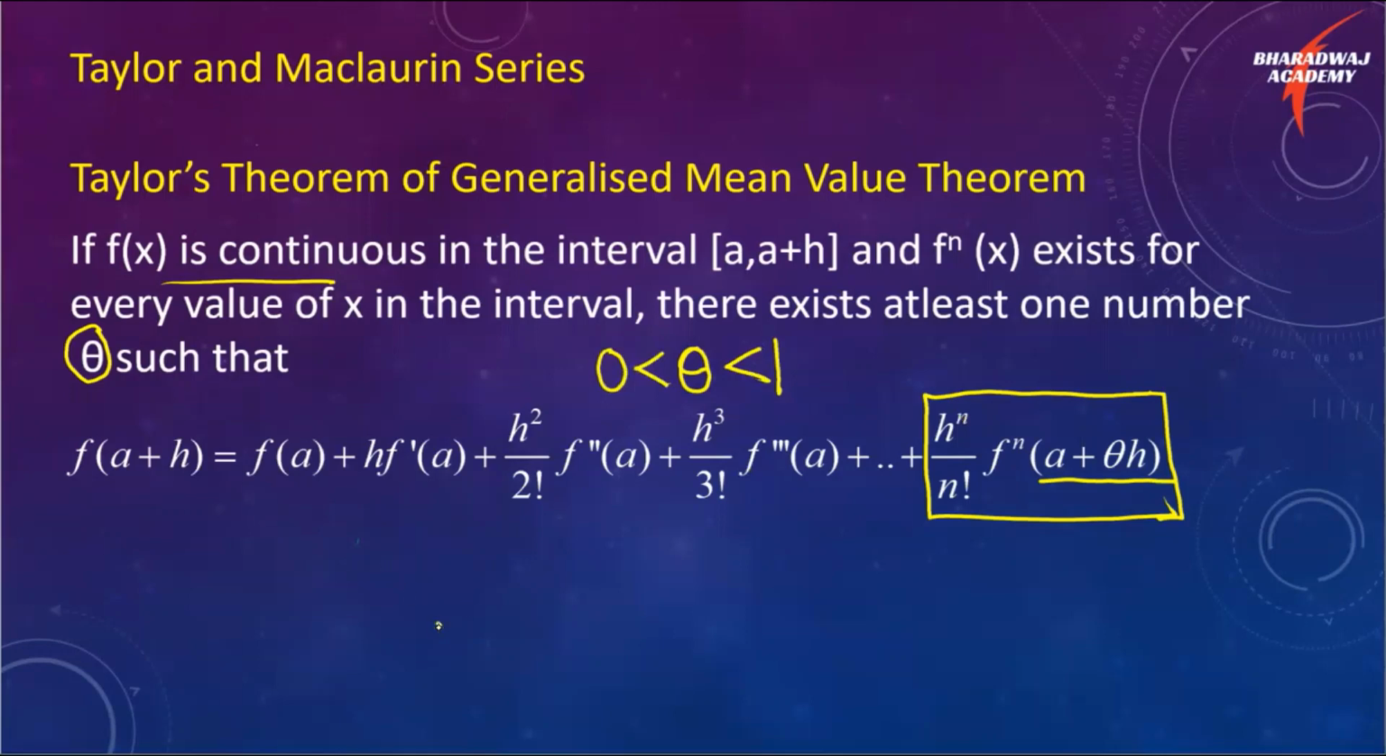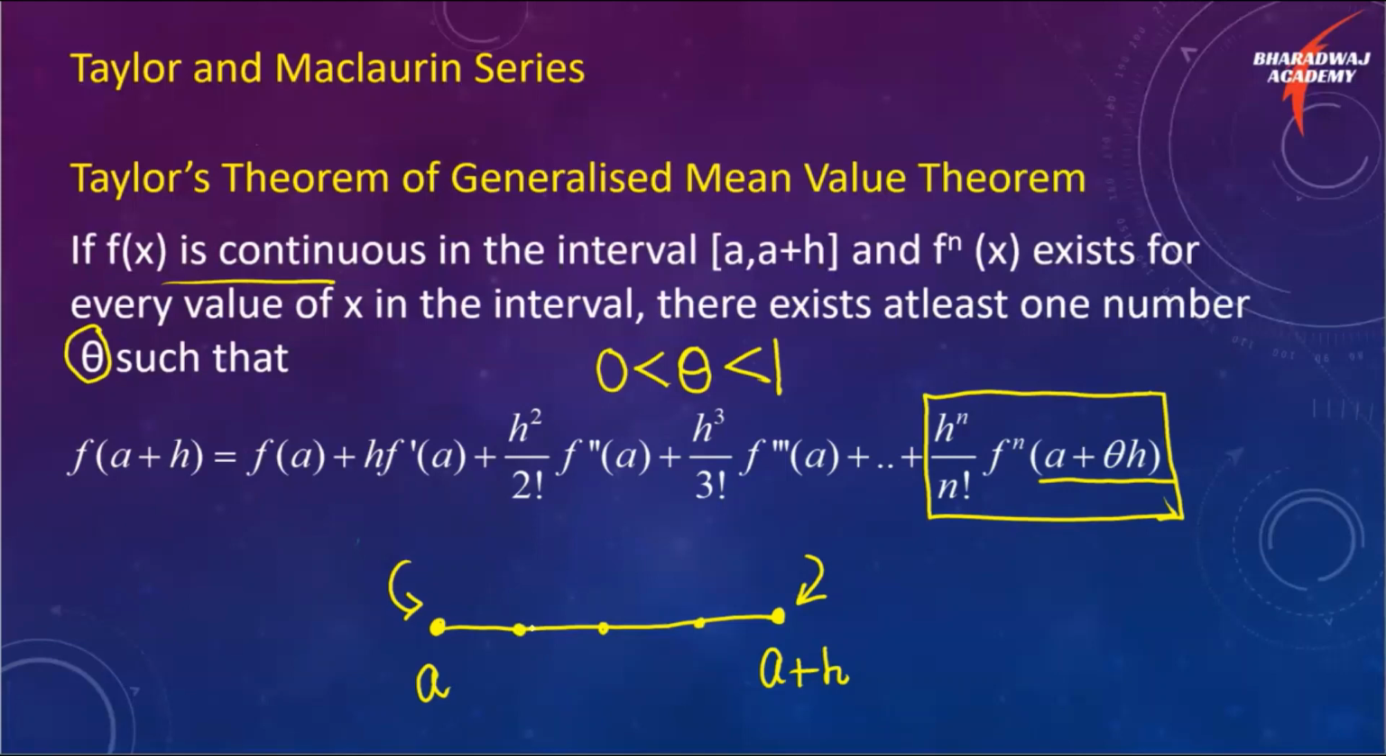Now let us take a here and we'll take a plus h here. As you can see, a plus h is a number which is greater than a, and the difference between the two of them is, of course, h. We'll call this the source and we'll call this the destination. Theta cannot be more than 1, which means that a plus theta h is a number that is lesser than a plus h but greater than a. So it can be here, it can be somewhere here, or it can be somewhere here.